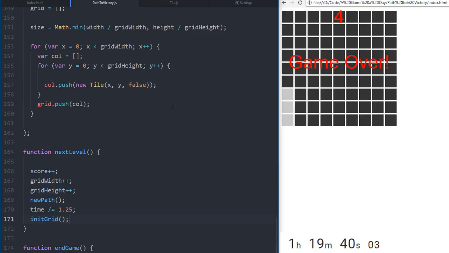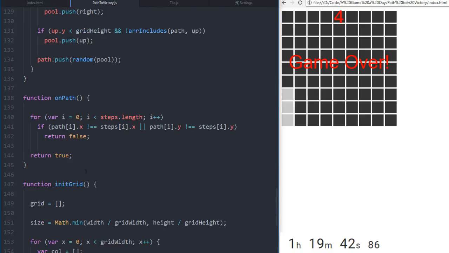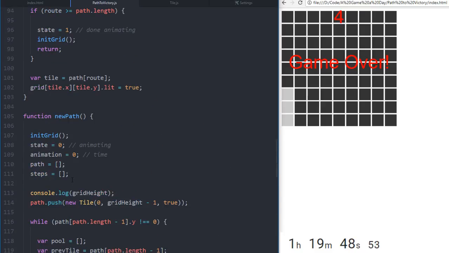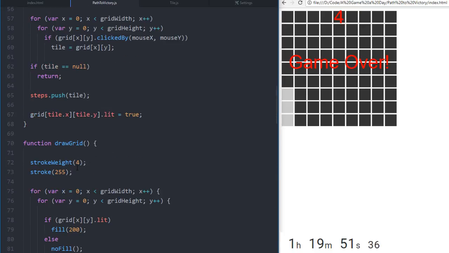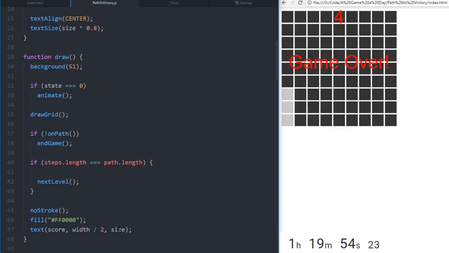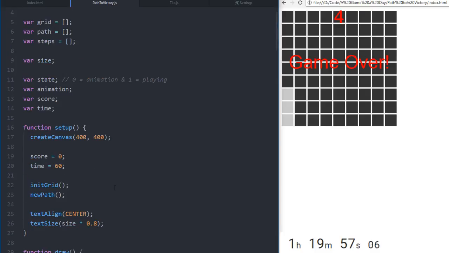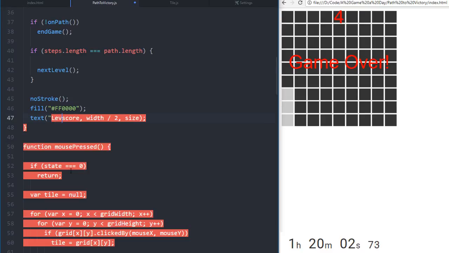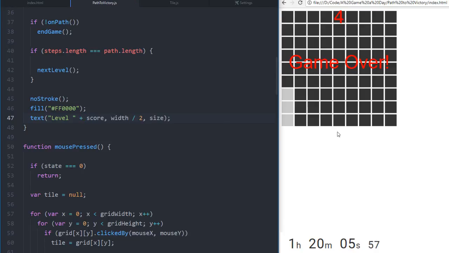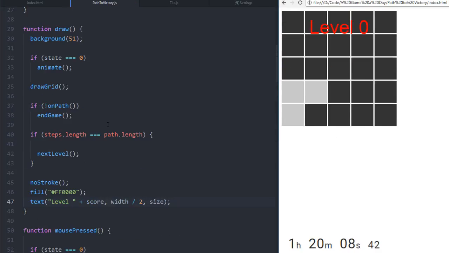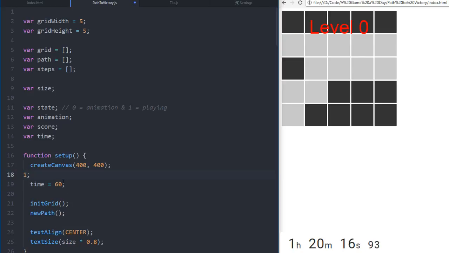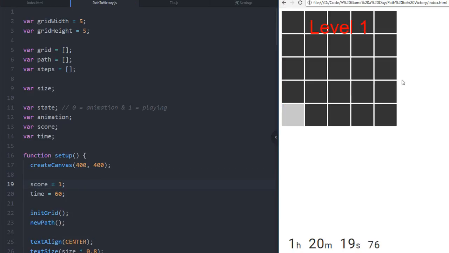Okay, when we draw it, let's see. Where is it? Where is it? I always do this. Draw needs to be, yeah, size, that's fine, I guess. I'd like to draw level concatenated with score. Level 0. Score, okay, I want score equal to 1. What? Okay.